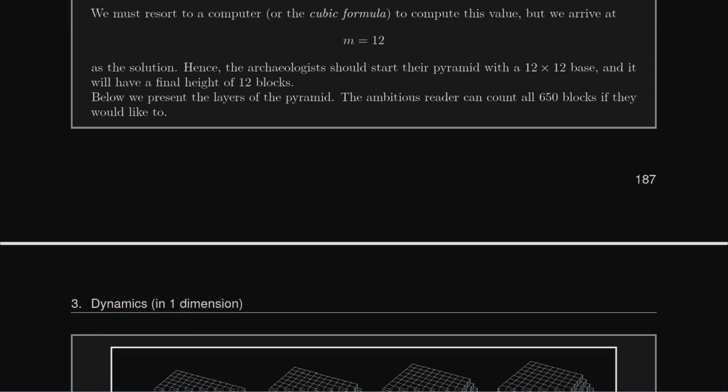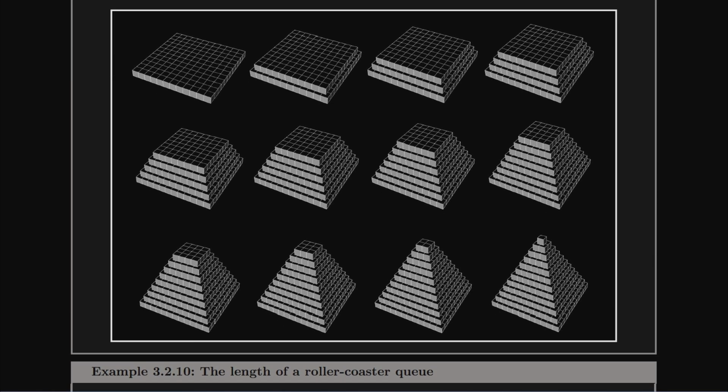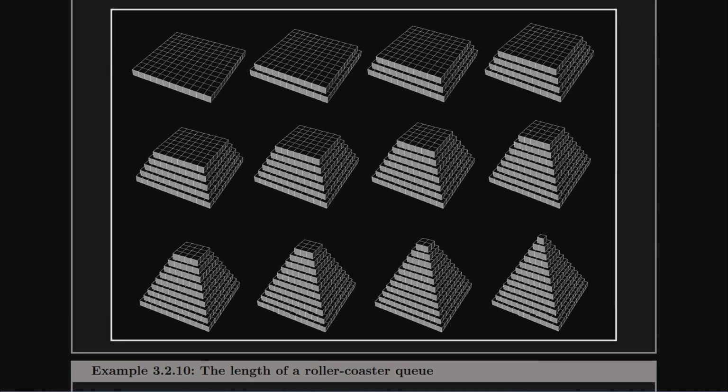I provided a nice picture of this. There's my pyramid of base 12, and then I'm adding each step to it. If you are very ambitious, you can go ahead and count the 650 blocks that are in that pyramid. But I'm not going to do that.